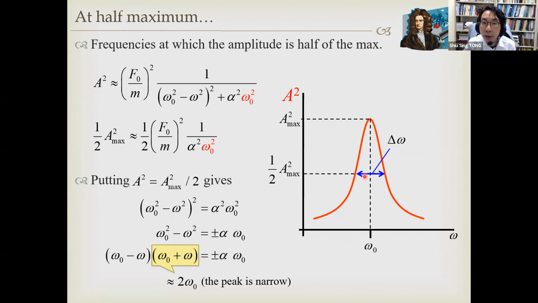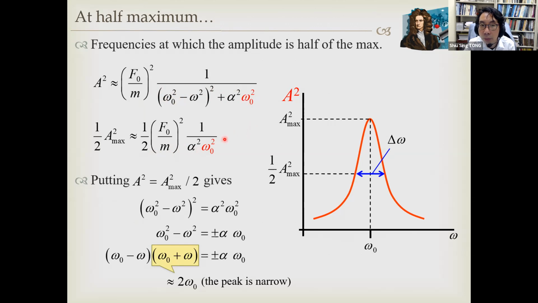So that means I can equate A square with half A maximum square. Now you can see when I make these 2 terms equal, the constant F naught over m square cancels, and I have 2 alpha square omega naught square equal to this.